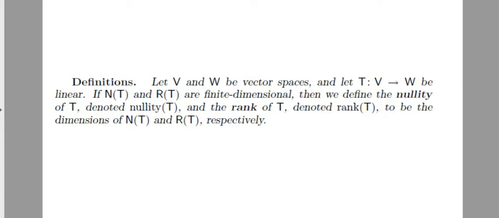Now next we define two things, nullity and rank. Suppose V and W are vector spaces and T: V to W is a linear map, and range space of T and null space of T are finite dimensional. Then we define the nullity of T, denoted by nullity(T), and rank of T to be the dimensions of null space and range space of T respectively. So the dimension of null space is nullity and dimension of range space is rank of T.